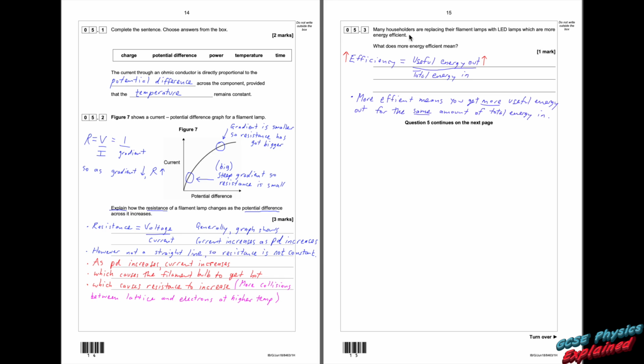Part 3. Many householders are replacing their filament lamps with LED lamps, which are more energy efficient. What does more energy efficient mean? Now, people struggle with this question a lot, and it's really easy if you just consider answering it by using the efficiency equation. So efficiency equals the useful energy out divided by the total energy in. So if we want to increase the efficiency, making it bigger, all we need to do is make more useful energy come out for the same amount of energy that you put in. And that's what I've written there.